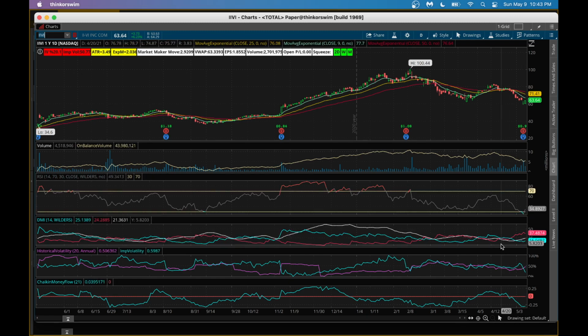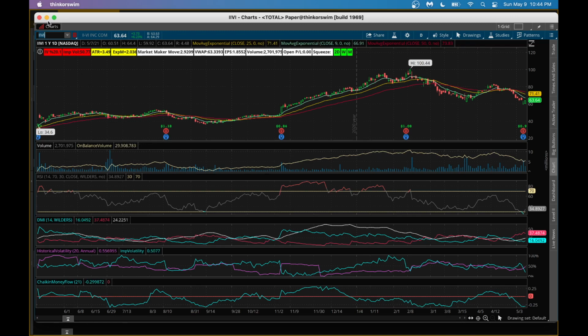From a DMI perspective, I think basically the red line is above the blue line, indicating it's a bearish sign. But I could see maybe the blue line is trying to make its way up slowly, and the red line maybe trying to go down slowly. And Chaikin money flow is trying to stabilize and maybe trying to go up. And on volatility, the implied volatility is down. That's what we want it to be when we are option buyers.